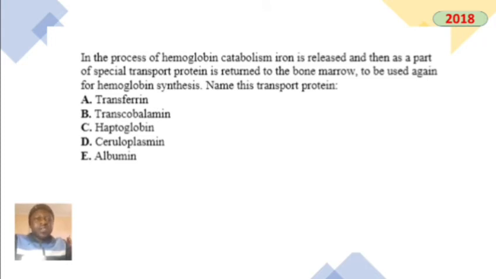In the process of hemoglobin catabolism, iron is released, and then as a part of special transport enzyme, it is returned to the bone marrow to be used again for hemoglobin synthesis. Name this transport protein. All right, just to remember, iron is also known as what? Ferritin, right? So ferritin is transported by transferrin, right? Transcobalamin, this one, it transports vitamin B12. Haptoglobin is for hemoglobin. Ceruloplasmin is for copper. And this is not albinism. Okay. This is albumin. Okay, so for albumin, it carries different hormones, also even some fats, right? So it carries a lot of things, albumin. But specific for iron is transferrin, right?